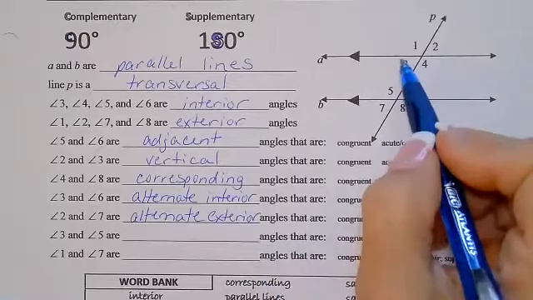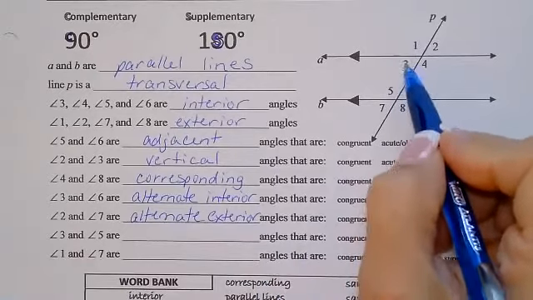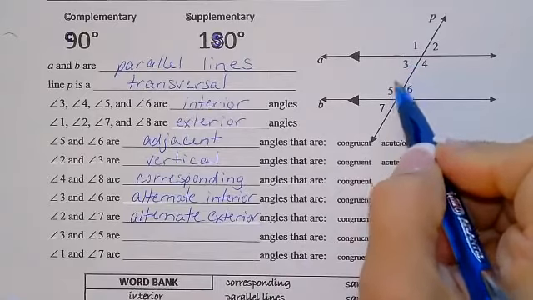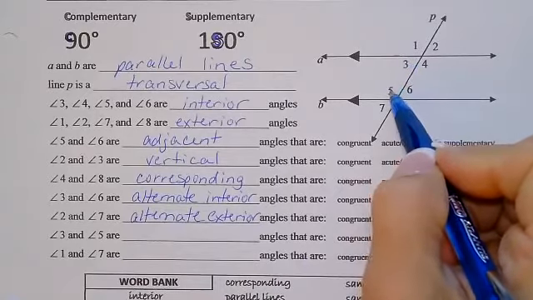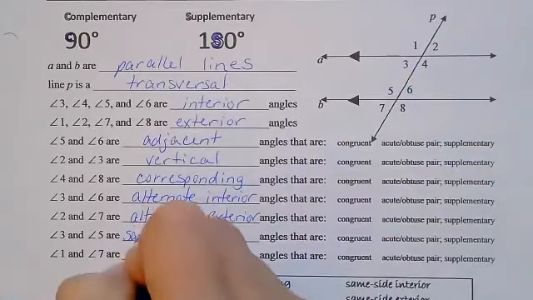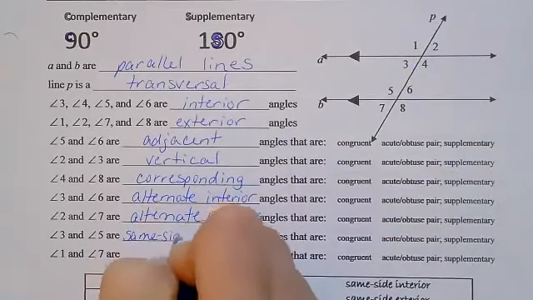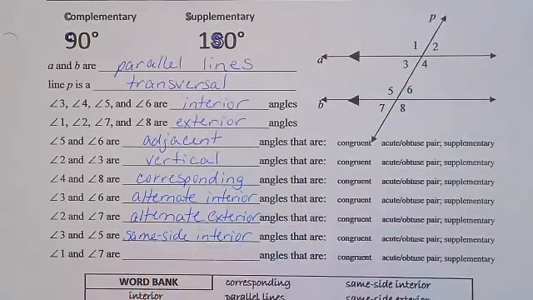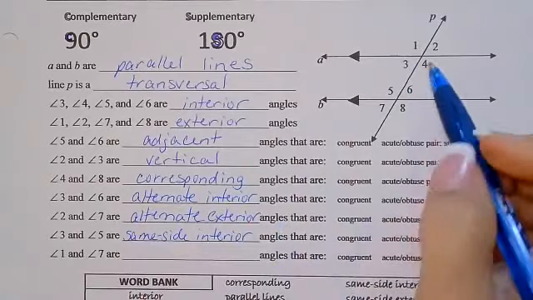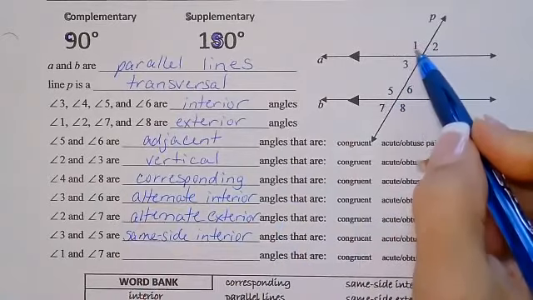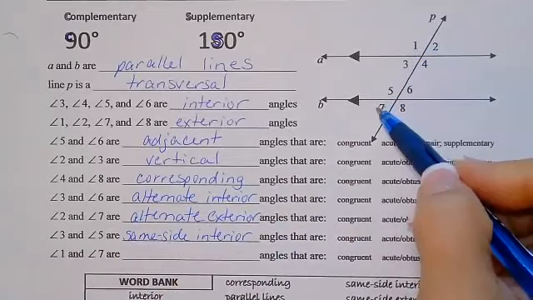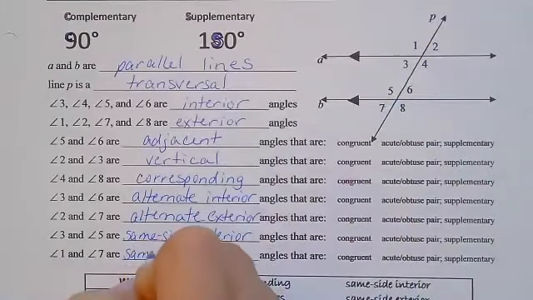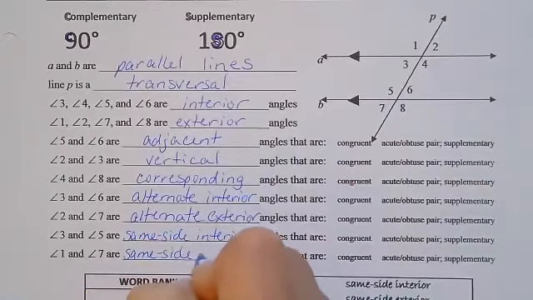Angles 3 and 5. These are interior, and they're on the same side of the transversal. So these are called same side interior. And angles 1 and 7 are exterior. They're on the same side of the transversal, so they are same side exterior.